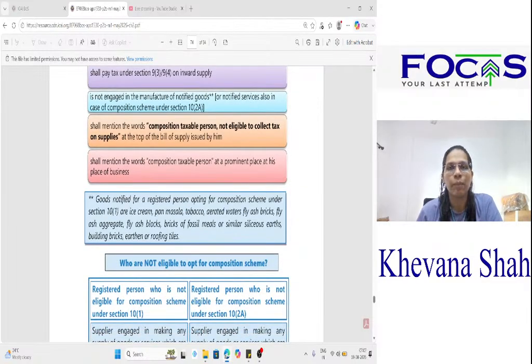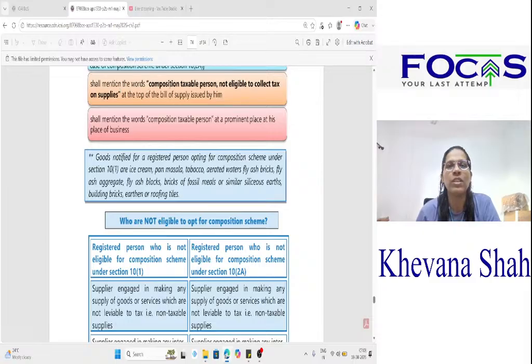The person is not engaged in the manufacture of notified goods or notified services also in case of composition scheme under section 2(a). So remember, if you are opting for composition scheme under section 10(1), then you have to check whether you are in the manufacture of notified goods. If you are in the manufacture of notified goods, you will not be allowed to opt for composition scheme. And in case you are opting for section 2(a), then you will not be allowed to go for composition scheme if you are giving any notified services.